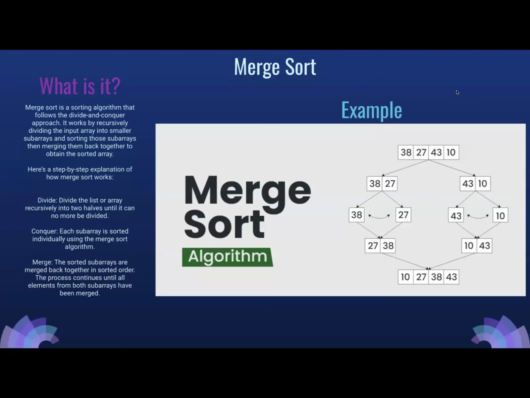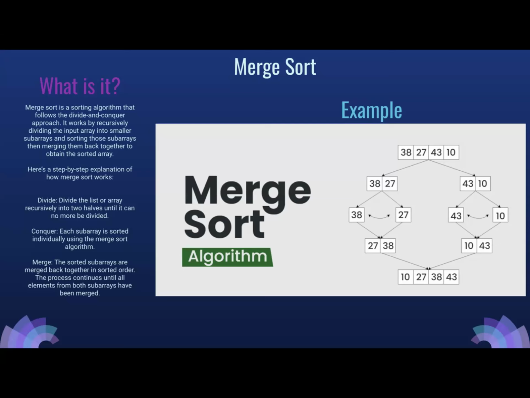Merge sort, the wonderful sort that we all hate, right? What is it? Merge sort is a sorting algorithm that follows the divide and conquer approach. It is a recursive sort. It's essentially dividing the input array into smaller subarrays and sorting those subarrays, then merging them back together to obtain the sorted array. Here's a step-by-step explanation of how it works.